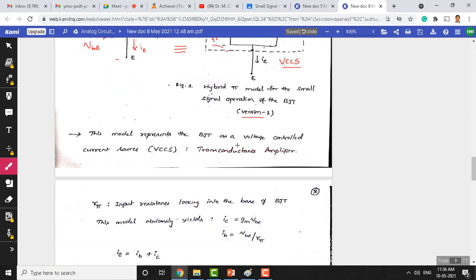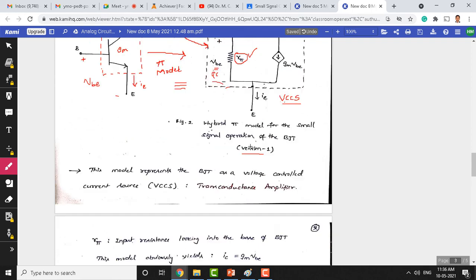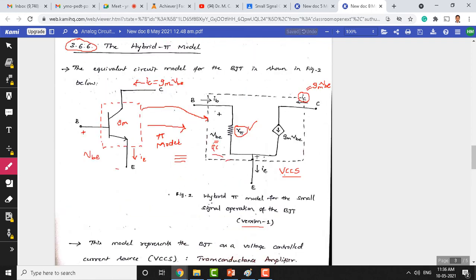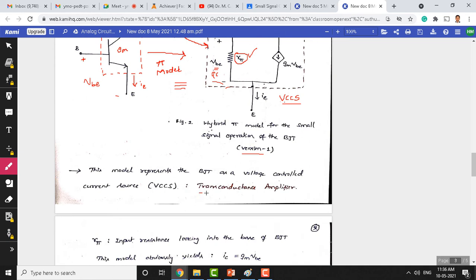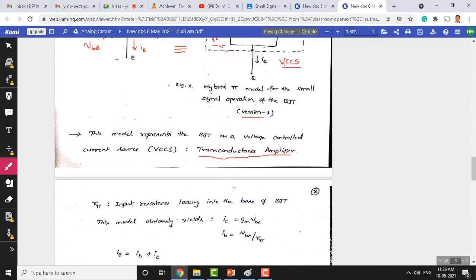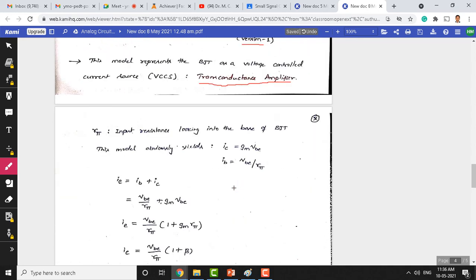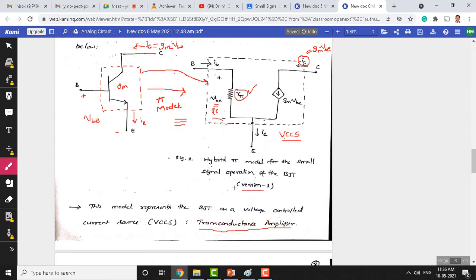Okay. All right. So this model represents a BJT as a voltage controlled current source. We already said about this, and this amplifier can be called a transconductance amplifier. There is an alternative name for this, the VCCS amplifier, which is also called a transconductance amplifier. Okay. So let us now move on to the other version of this model.